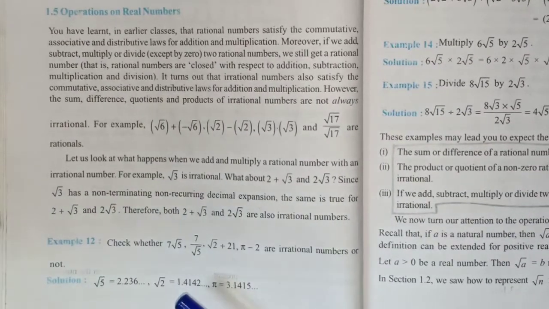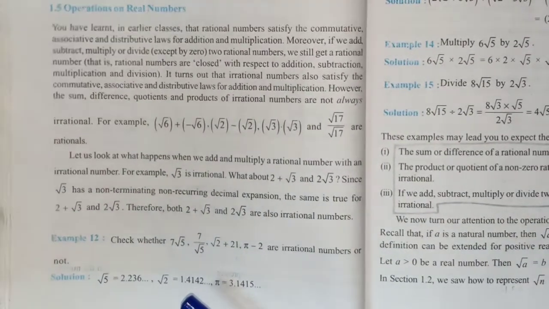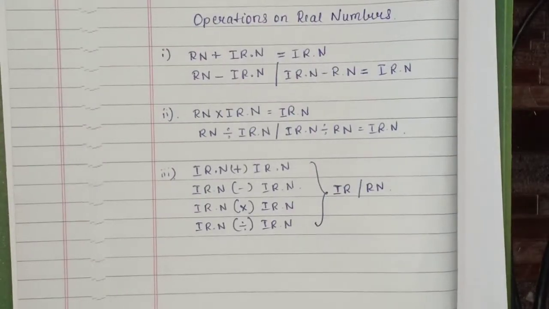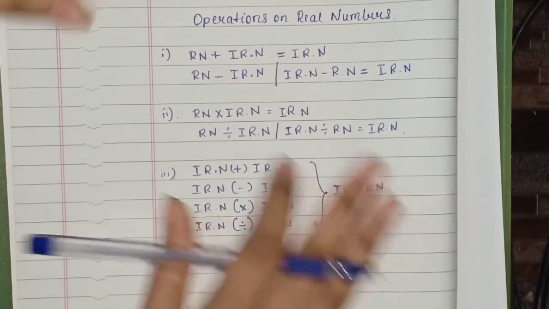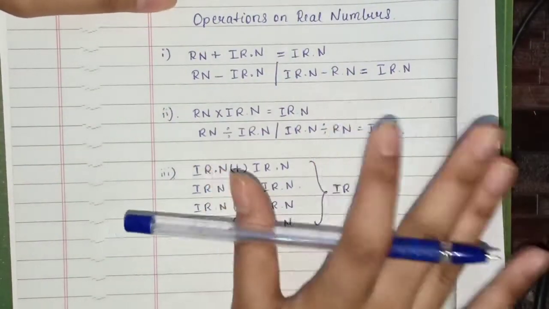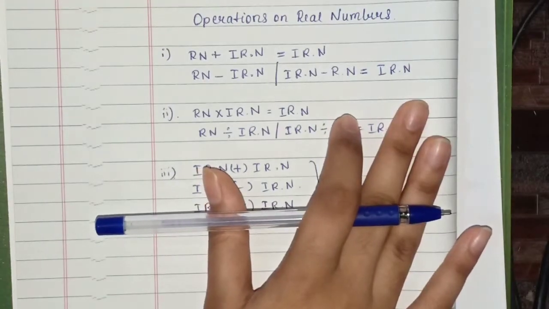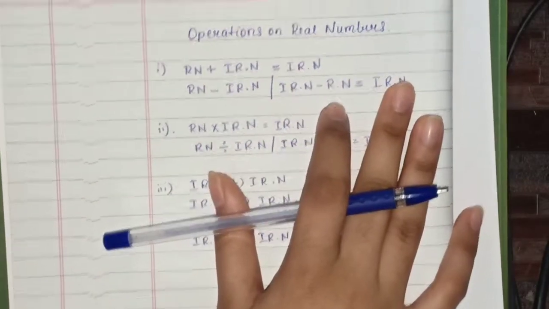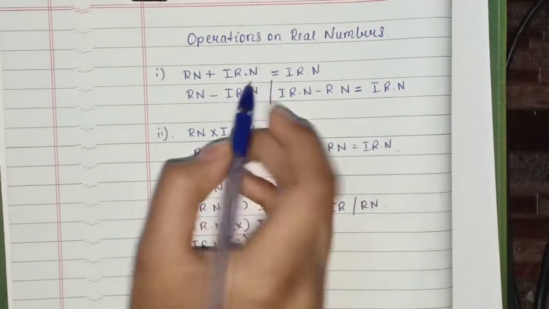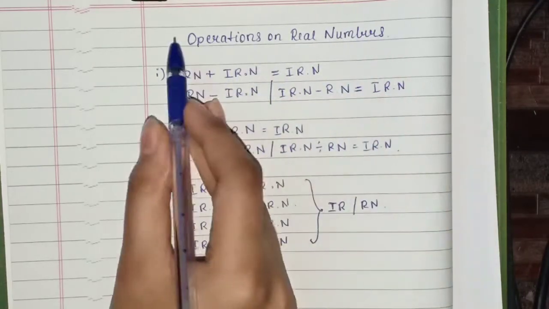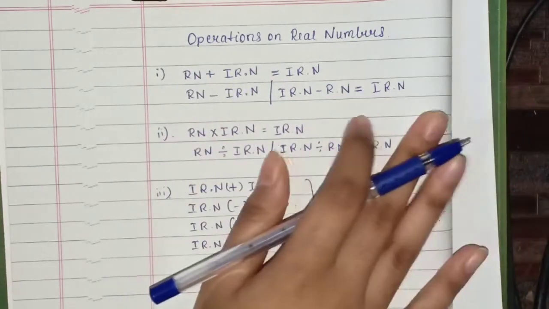I will do the examples as well, but before that I have a small basics for you to learn, which is just a minute or so. It is this. Don't get confused, I'll explain what this is. It's very simple. It's there in your NCERT as well. I have written it in abbreviations to make things simple. So this exercise is revolving around operations on real numbers.